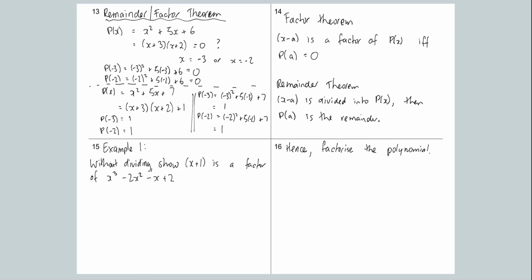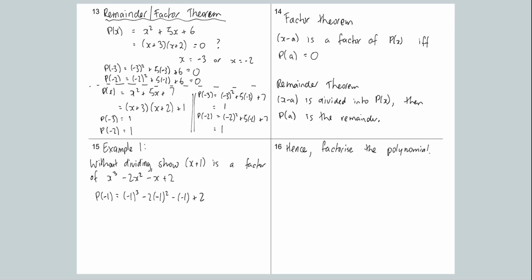Without dividing, show that x plus 1 is a factor of x cubed minus 2x squared minus x plus 2. So you don't have to divide in, you simply have to go like this. Look at what you're dividing by and reverse the sign of this bit here, x plus 1. So we go P of minus 1, and then we substitute in minus 1 cubed minus 2 times minus 1 squared minus minus 1 plus 2.